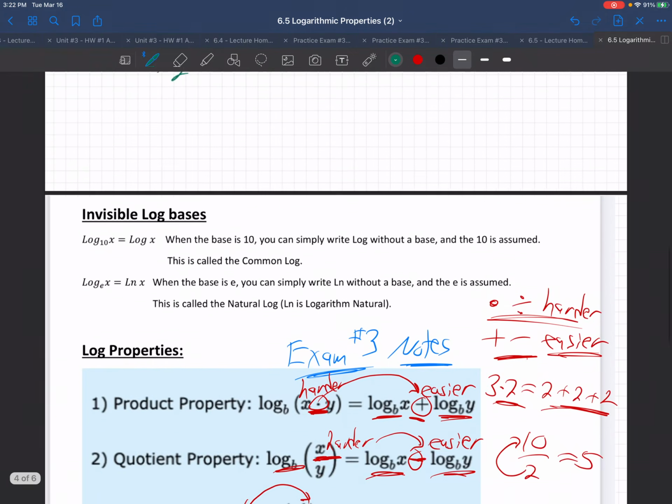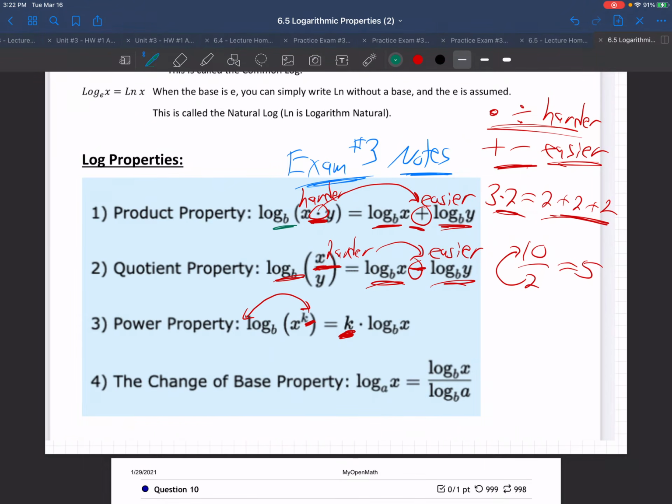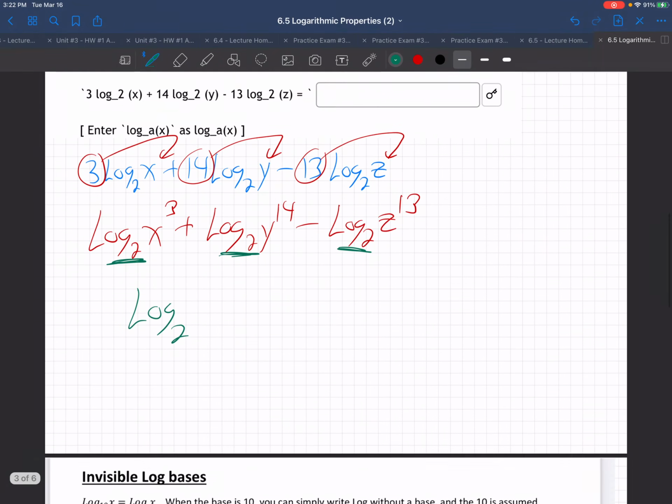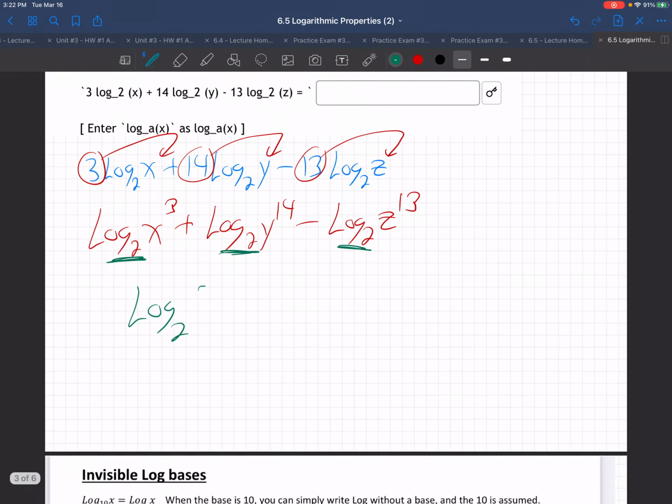That doesn't change. Notice on the properties, log base b stays the same throughout. So log base 2 of what? x to the third times y to the 14th over z to the 13th. Why is that the case?